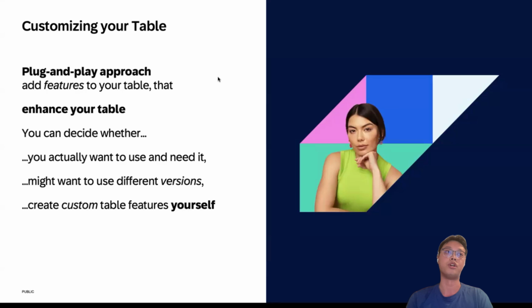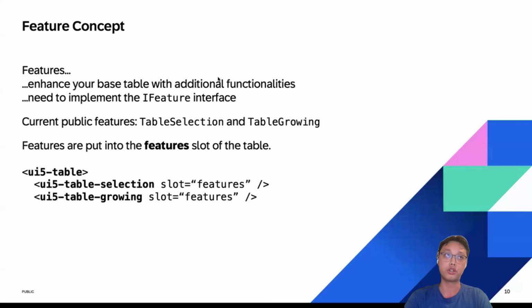This allows you to decide whether you actually want to use a feature, whether you want to use different kinds of features or different versions of features, and it allows you to create custom table features yourself if you need to. And for that, we've introduced the feature concept. Features basically enhance your base table with additional functionalities, and these features need to implement the so-called iFeature interface. There are currently two public features available, the table selection feature and the table growing feature, and these features are put into the feature slot. As seen here for table selection, for example, you just slot it into the feature slot.